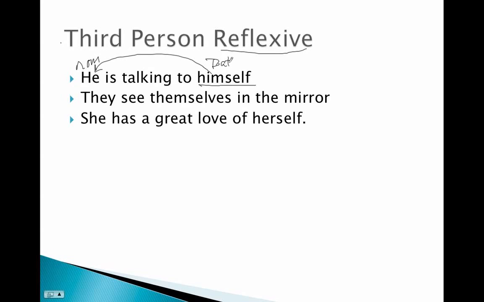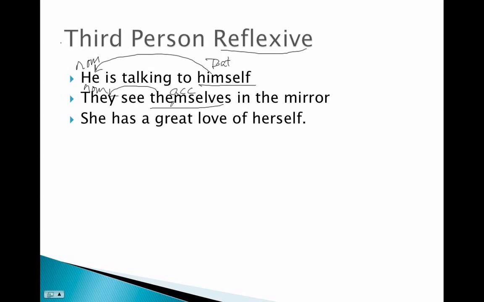We're going to have the dative here. So we have to find some way to indicate that the same person is both the subject and the indirect object. Or in this second sentence, they see themselves in the mirror. Themselves is the reflexive. It refers to the same person, people, as the subject. But here we have a nominative and an accusative. So we need to find some way to indicate that the accusative is referring to the same person as the subject.